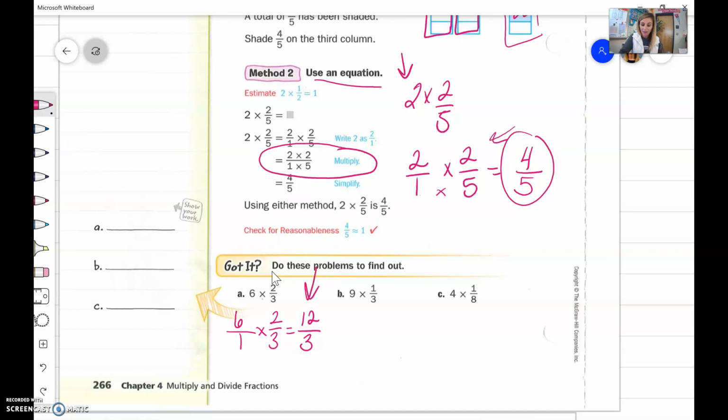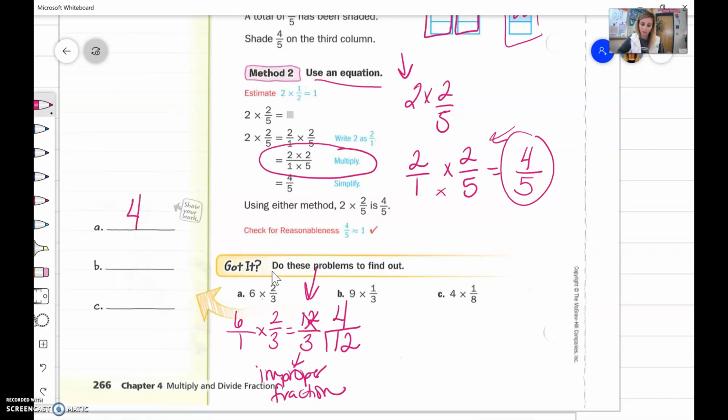Can I leave 12/3 how it is? No, I cannot leave 12/3 how it is because right now that is an improper fraction. That means that my numerator is bigger than my denominator. I cannot leave it like that. I have to change it. In order to change it, I take my numerator and divide it by my denominator. I'm going to drop this down and cross this off. So now I have 12 divided by 3, which is 4. So my answer is 4.